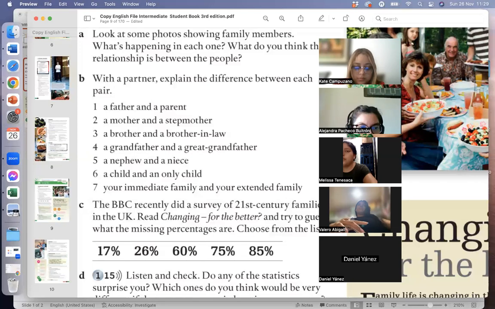A child and an only child. Child means boy or girl, and only child is who doesn't have siblings, I think. A child and only child. So a child could be one of a couple of children you have. An only child is when the family only has one. Okay, that's the main difference. Your immediate family and your extended family. Abigail.